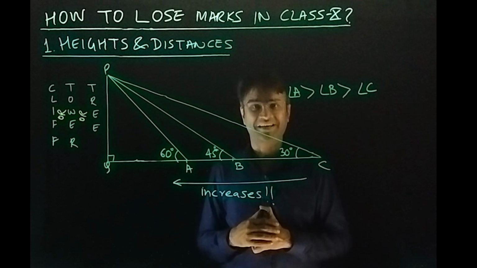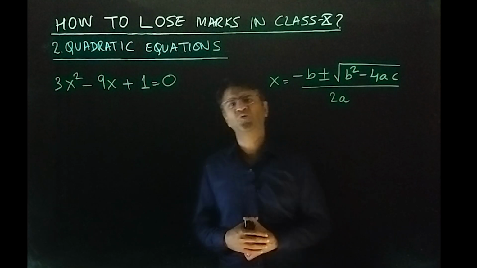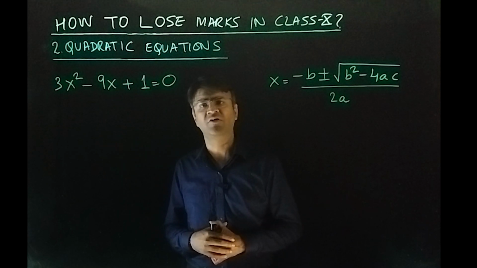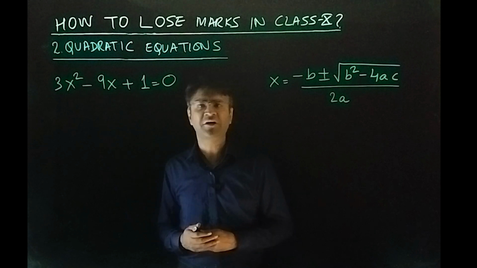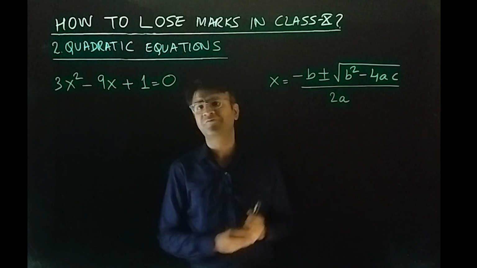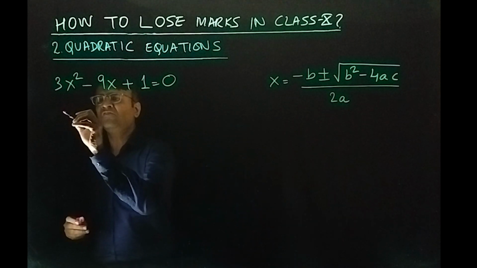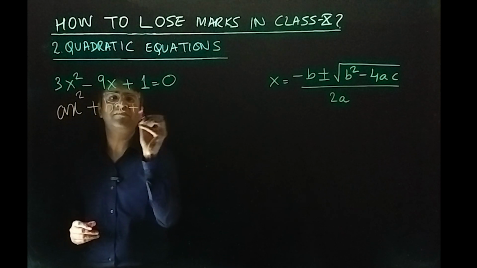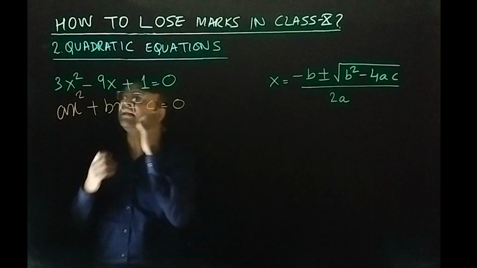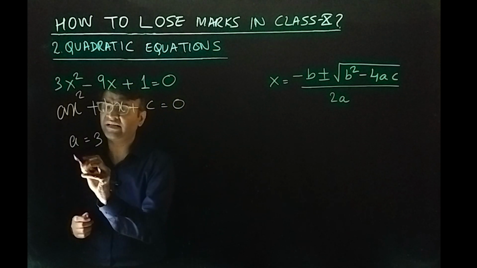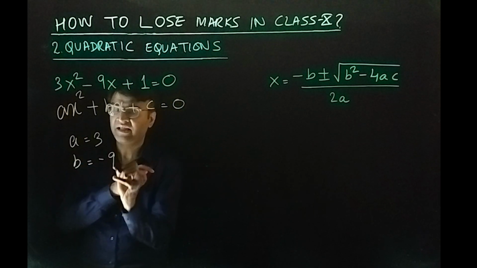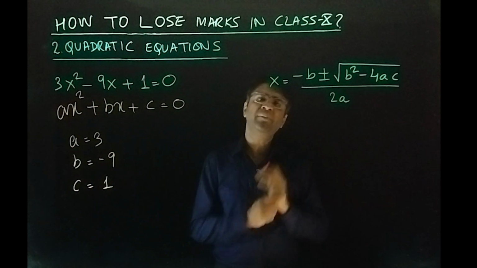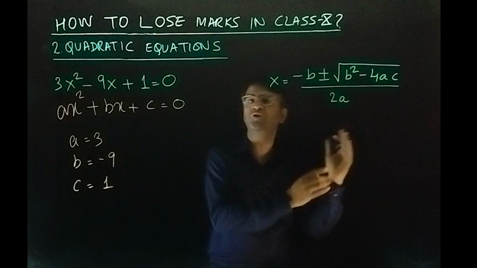Let's dive into the next one. The second place where I see students making mistakes is while solving a non-factorizable quadratic equation. Here we have a non-factorizable quadratic equation and here is the formula needed to solve it. I've seen students comparing this with the general form, ax squared plus bx plus c equals 0, and even rightly identifying that a is 3, b is minus 9 and c is 1. Then where is the problem? The problem I have seen is the substitution part.